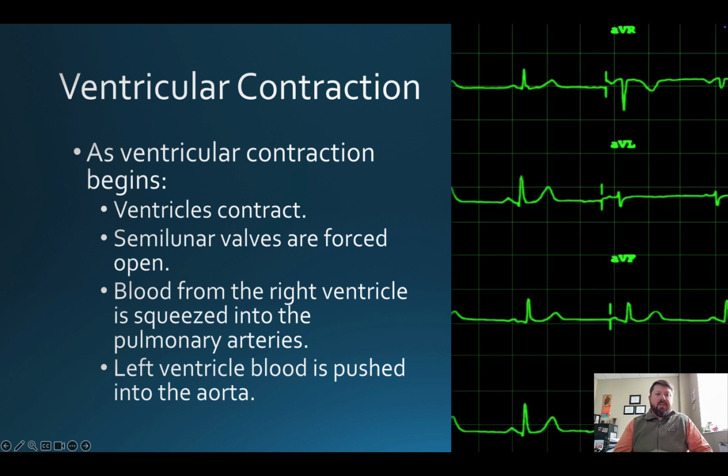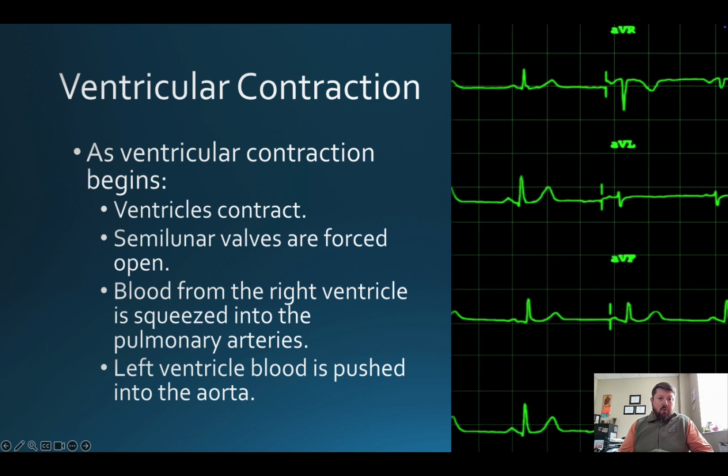At this point, the AV valves, or the atrioventricular valves, are both closed because that's keeping the blood from moving back into the atria. As ventricular contraction begins, the ventricles contract, and at this point, the semilunar valves, both the pulmonary semilunar valve and the aortic semilunar valve, are open because remember, both chambers squeeze at the same time. Blood from the right ventricle is squeezed into the pulmonary arteries. This is your deoxygenated blood squeezed into the pulmonary arteries to go to the lungs. And then the left ventricle blood, which is full of oxygen, is pushed into the aorta.